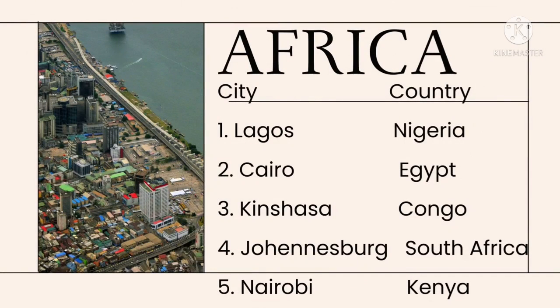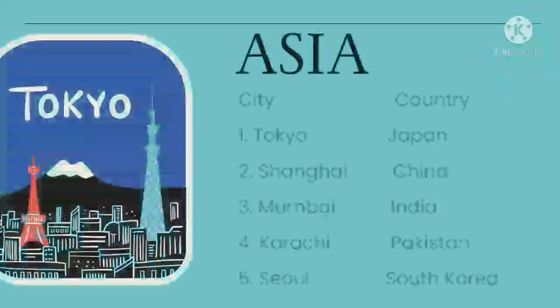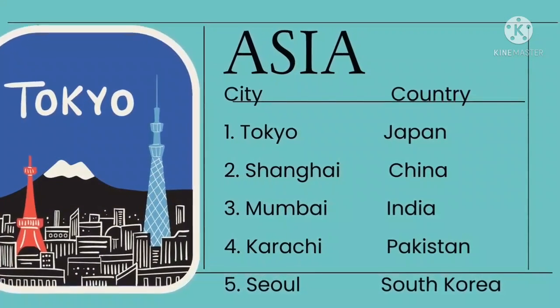Now we want to look at the various cities in the world. We'll look at the 6 continents of the world and the cities in them. We're starting from Africa. We want to see the cities in Africa and their countries. We have Lagos in Nigeria. Cairo is in Egypt. Kinshasa is in Congo. Johannesburg is in South Africa. Nairobi is in Kenya. There are more cities in Africa, but we've taken those 5 because they are prominent ones that we know.